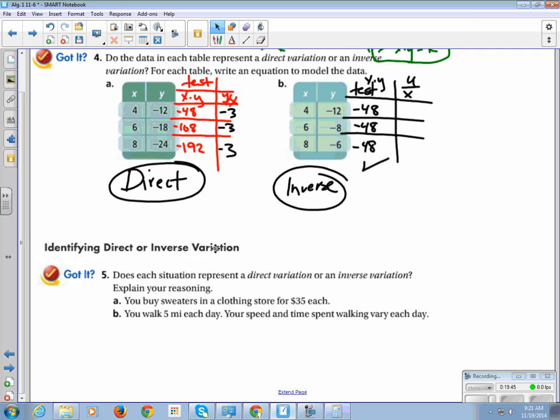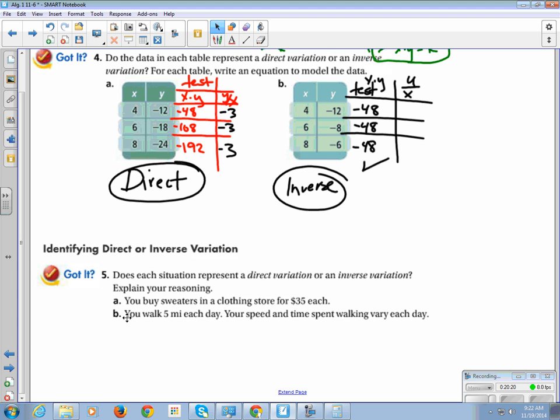All right, now we got to identify it. Does each situation represent direct variation or inverse variation? Explain your reasoning. You buy sweaters in a clothing store for $35 each. I agree. It's direct. Because you're multiplying straight up to find, if I buy 12 sweaters, then I'm multiplying 35 by 12. So our k is 35 every time.